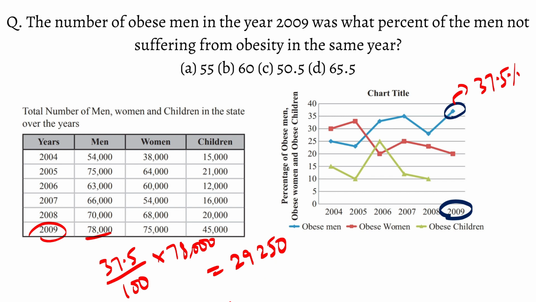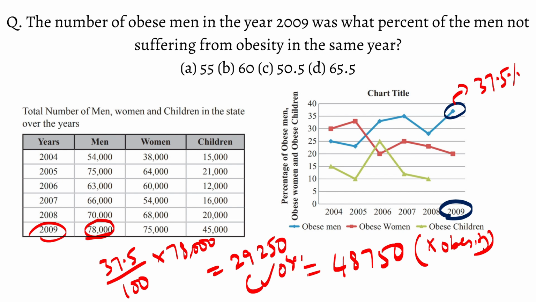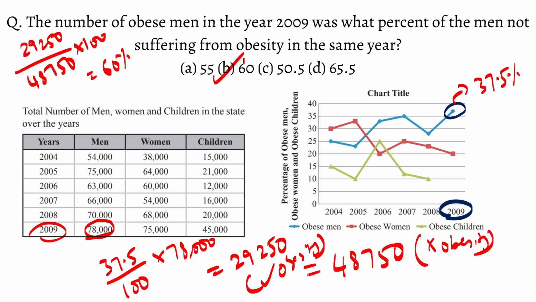And how can we calculate persons who are not suffering from obesity? It's the total number minus the persons who are suffering from obesity. So 78,000 minus 29,250 will be equal to 48,750. So these are the persons not suffering from obesity, and those are the persons who are suffering from obesity. But we are asked to find the percentage, right? Percent of men not suffering from obesity in the same year. So just calculate the percentage here: 29,250 by 48,750 into 100. This will be equal to 60%. So option B is the answer.